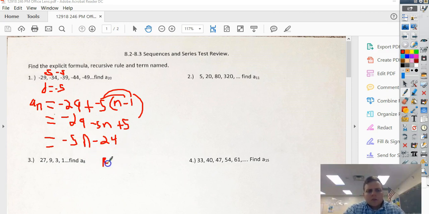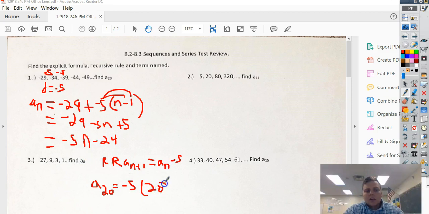My recursive rule is simply a sub n plus 1 is equal to a sub n plus the common difference, which in this case is negative 5. So plus negative 5, or just minus 5. There's my recursive rule. To get my 20th term, all I do is plug in 20 in my explicit formula. So I could just say negative 5 times 20 minus 24. Negative 5 times 20 is negative 100. Negative 100 minus 24 is negative 124. So my 20th term is negative 124. There you go. That's all there is to that.